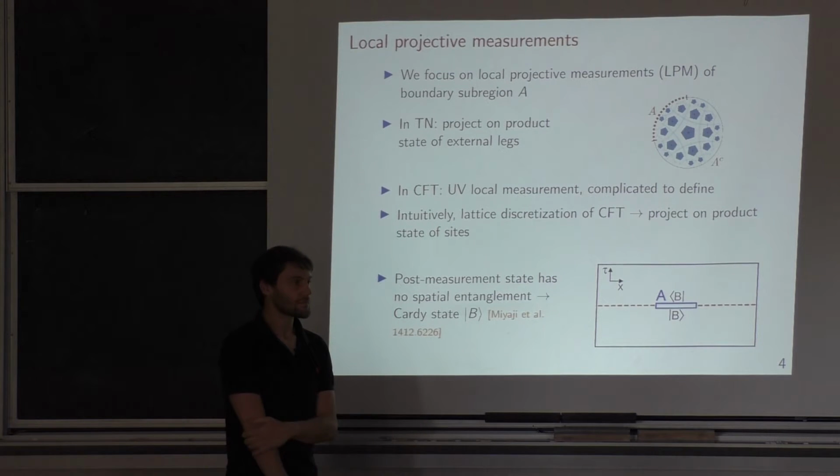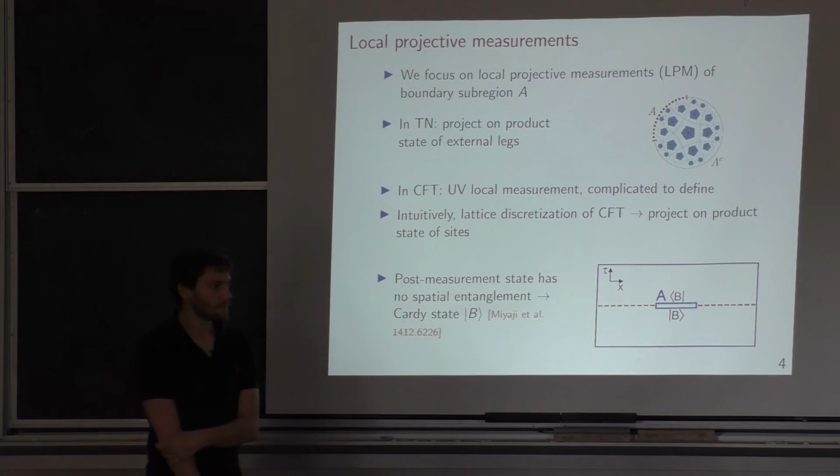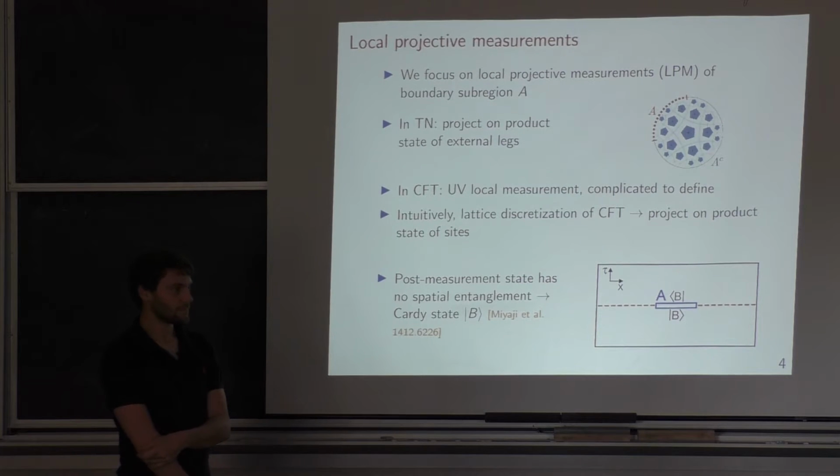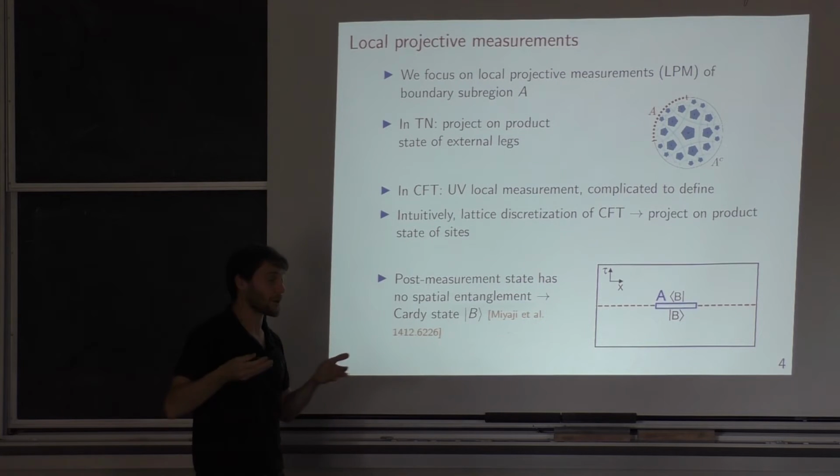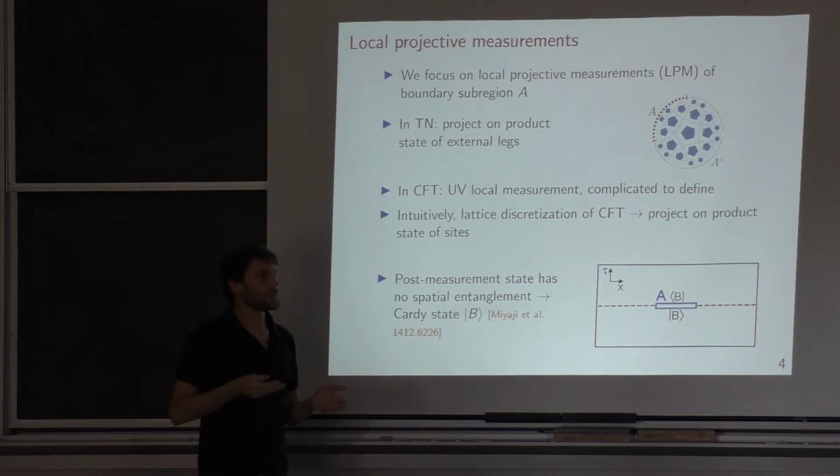I'm asking just a very specific question. When you project onto the state you just described, which is a product state of all the legs, what is the boundary entropy that results from that? Yeah. The idea is that depending on the measurement basis that you choose, even if it's always a product basis, you can obtain different boundary states with different boundary entropies.